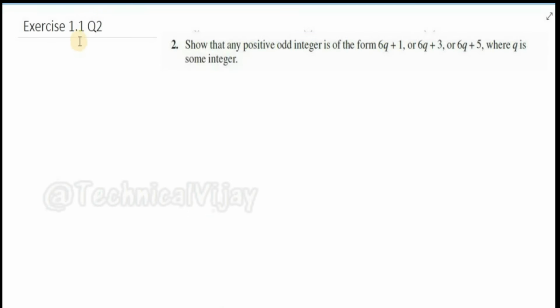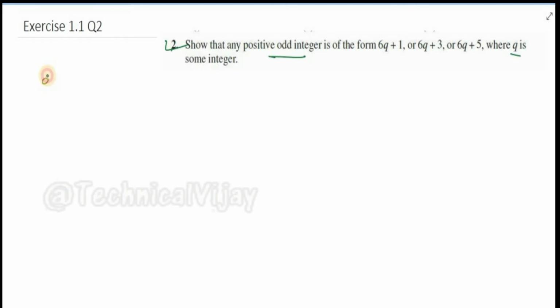So now we will solve exercise 1.1, question number 2. In this question, he has asked to show that any positive odd integer is of the form 6q plus 1 or 6q plus 3 or 6q plus 5, where q is any integer. So you can take any positive odd integer. If you divide it by 6, then the remainder will be 1 or 3 or 5 only. That is what he is asking us to show.